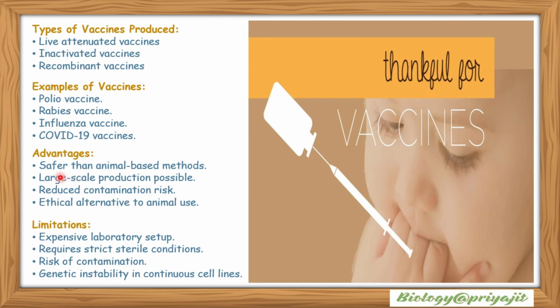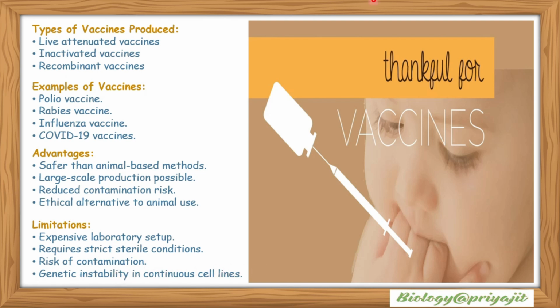Advantages are the following: it is safer than animal-based methods, large-scale production is possible, reduced contamination risk, and it is an ethical alternative to animal use. But there are some limitations such as expensive laboratory setup, requirement of strict sterile conditions, risk of contamination, and genetic instability in continuous cell lines.